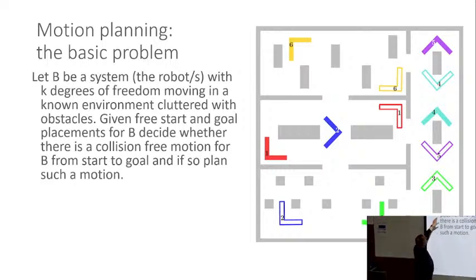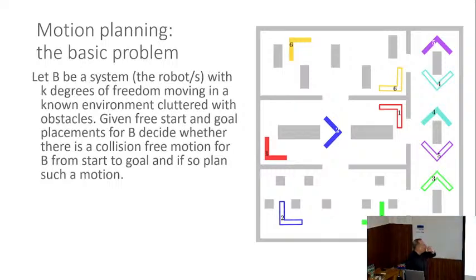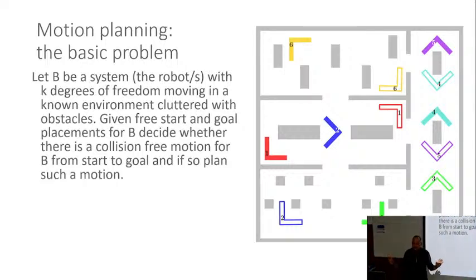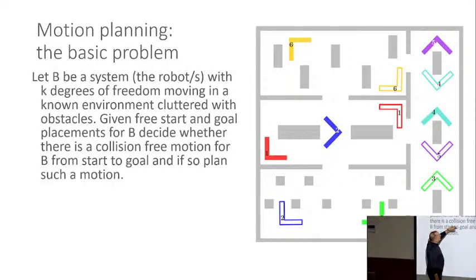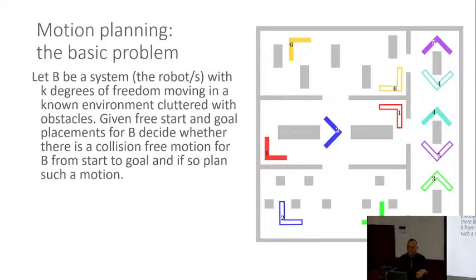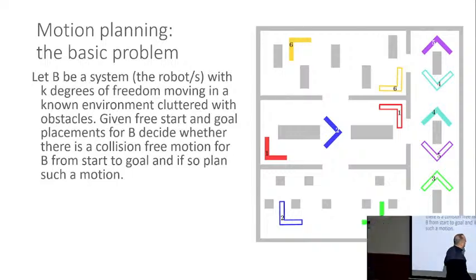I give you a system of a robot or several robots with k degrees of freedom. I will define degrees of freedom immediately. They are in a cluttered environment. It's completely known to the system. And you have to decide if it can move from start to goal without collision, and if so, to plan the motion. Without collision, if we have more than one robot, means not colliding with the environment and not colliding with other robots. So here is an example of a system.